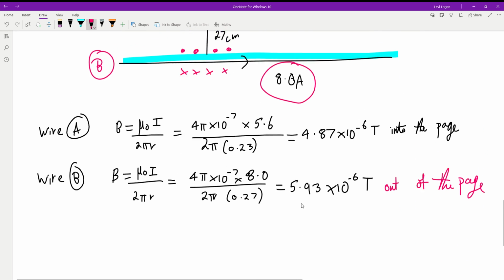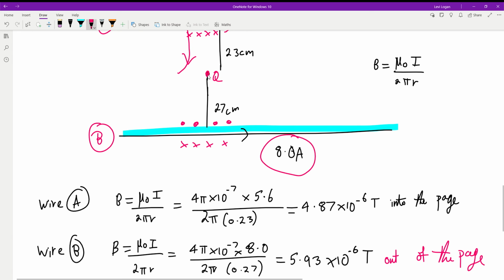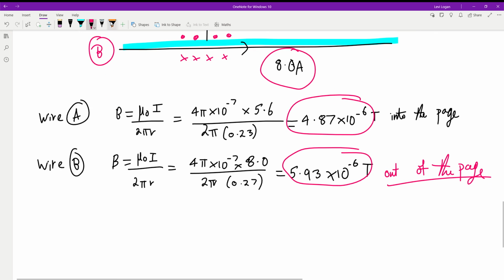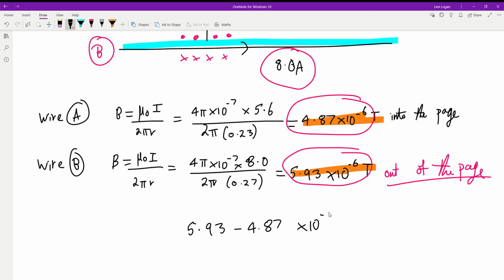So what that means is, at this point here, the magnetic field strength will be going out of the page because this number is larger than this one. So our net magnetic field strength at that point will be this number subtracted by this number. So that's going to be 5.93 minus 4.87 times 10 to the negative 6 Tesla. So 1.06 times 10 to the negative 6 Tesla out of the page.